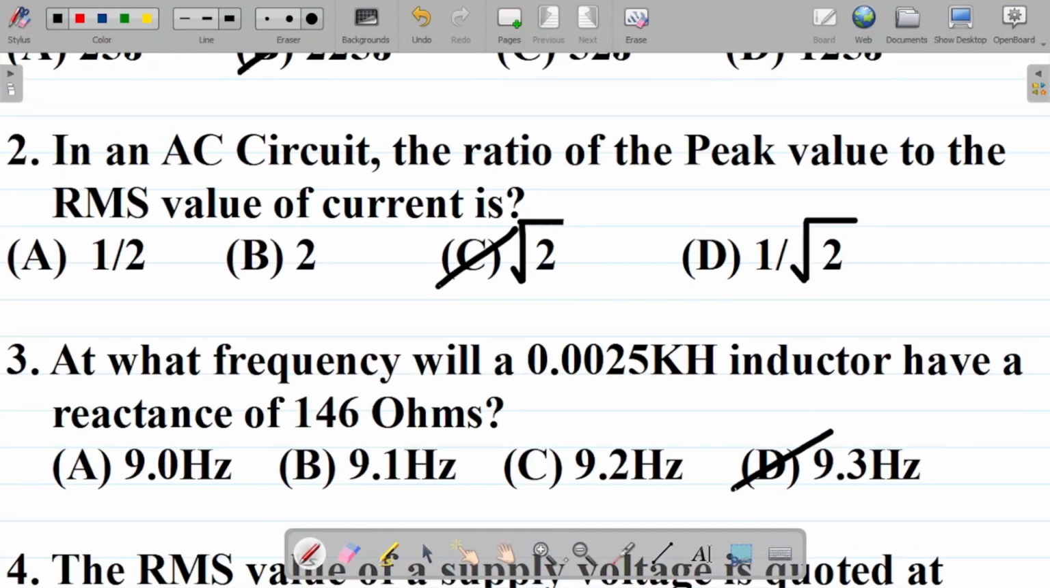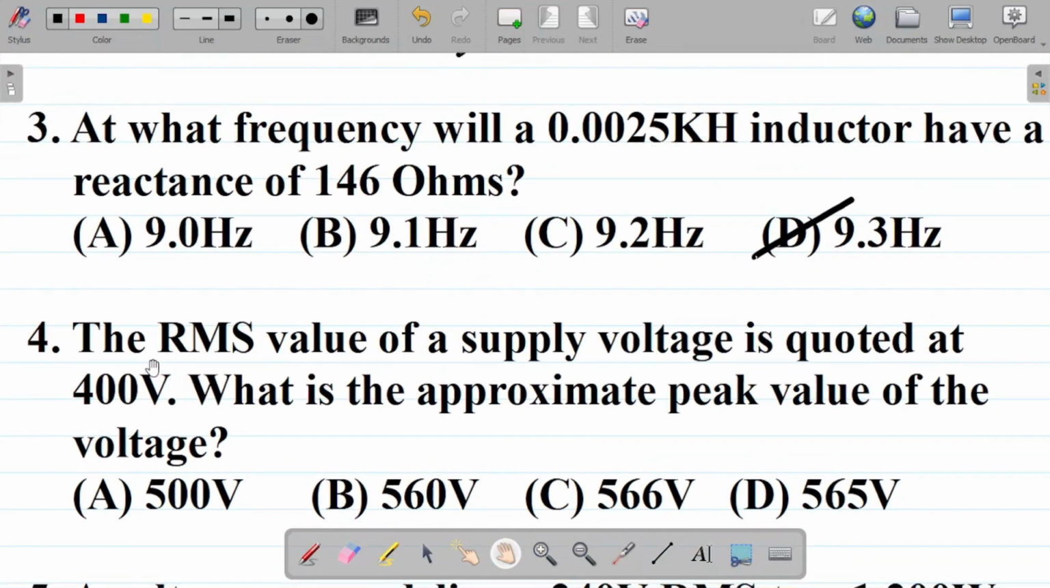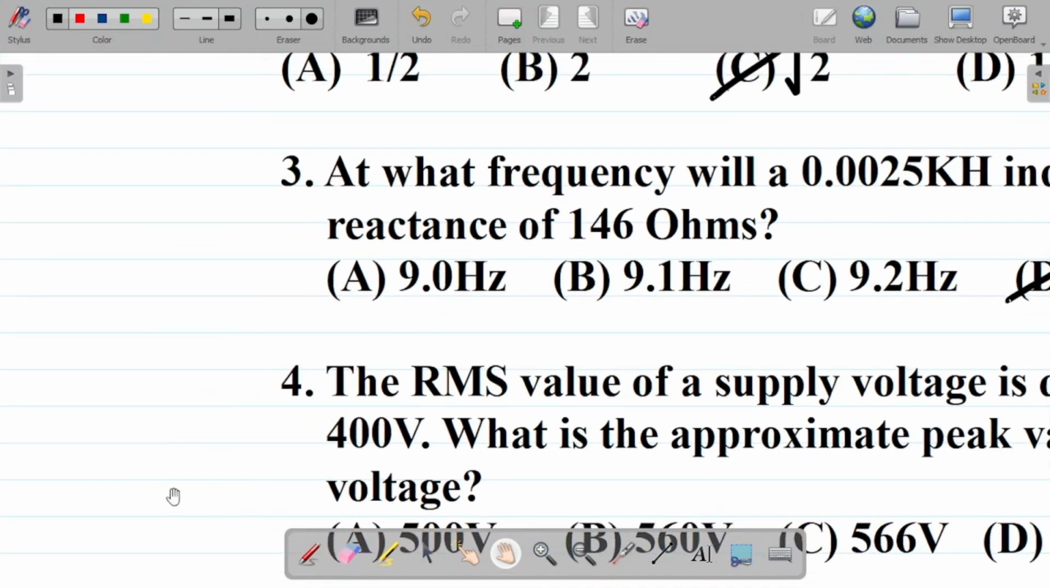All right, then let's look at the next one, which is question number 4. Question 4 says the RMS value of a supplied voltage is quoted as 400 volts. What is the approximate peak value of the voltage? Now, how do we solve this question 4?